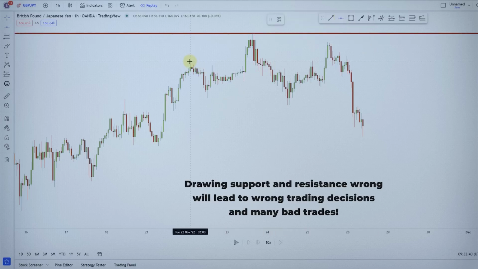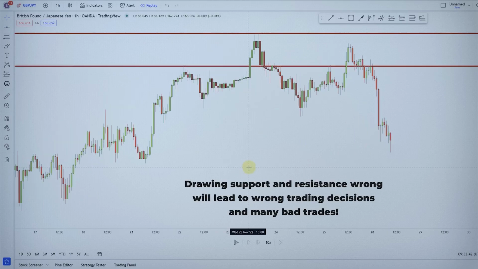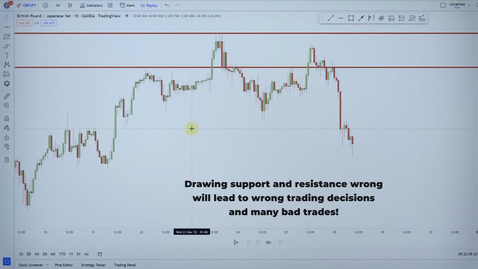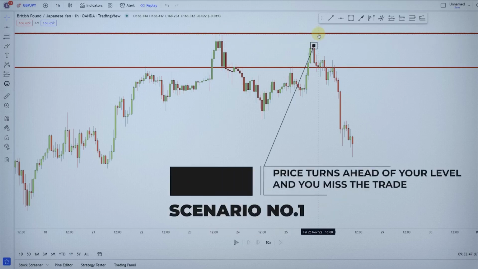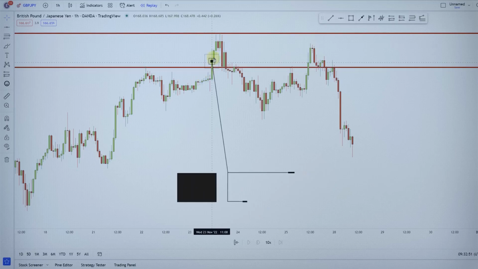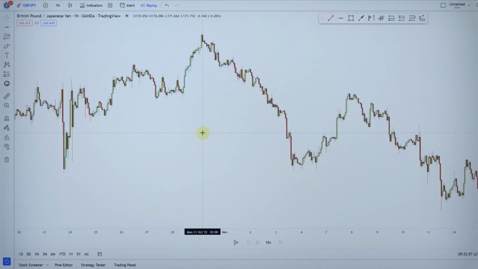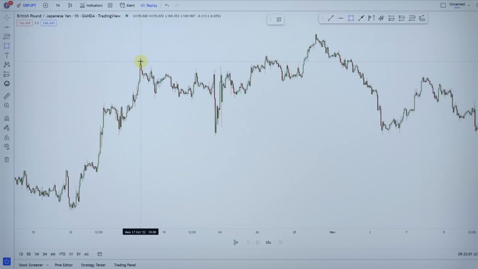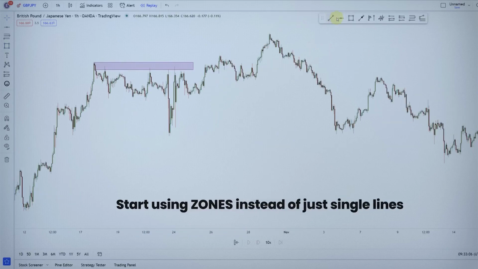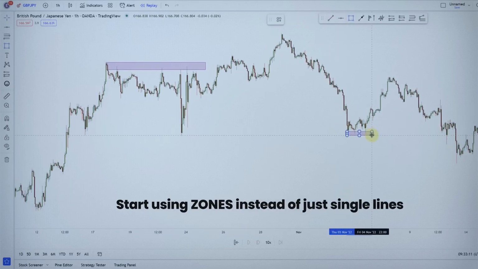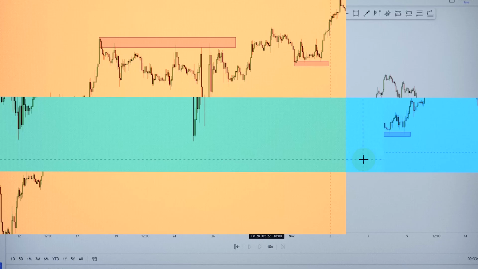When you are drawing simple horizontal lines on your charts, you'll usually find yourself in one of the two following scenarios. Price turns ahead of your level and you miss the trade, or price spikes through the level like it isn't there. To overcome this shortcoming and to improve your technical analysis, you need to start using zones instead of just single lines. This simple tip will help you a lot in your trading.